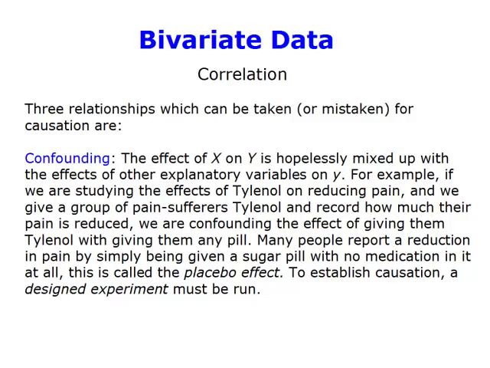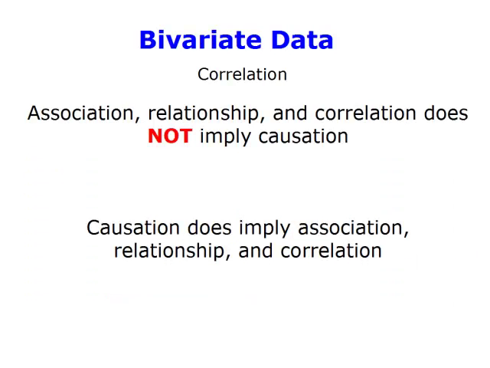To establish causation, a designed experiment must be run. So, association, relationship, and correlation do not imply causation. However, causation does imply association, relationship, and correlation.